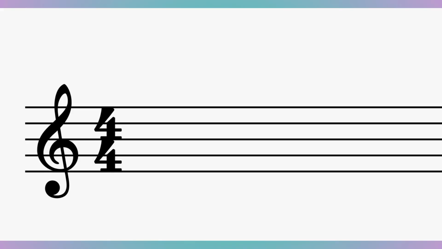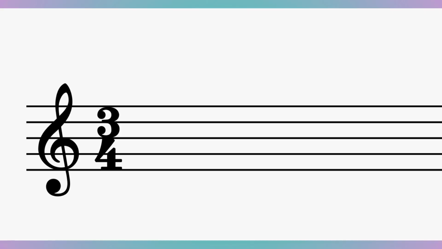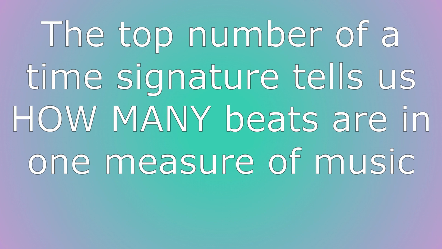So looking at 4/4, how many beats are there? The correct answer is 4, because that is what the top number is. Now look at 3/4. How many beats are in one measure of this time signature? Again, looking at the top number, we see the answer is 3. This top number can technically be anything, but it will always tell us the same thing. The top number tells us how many beats are in one measure of music.